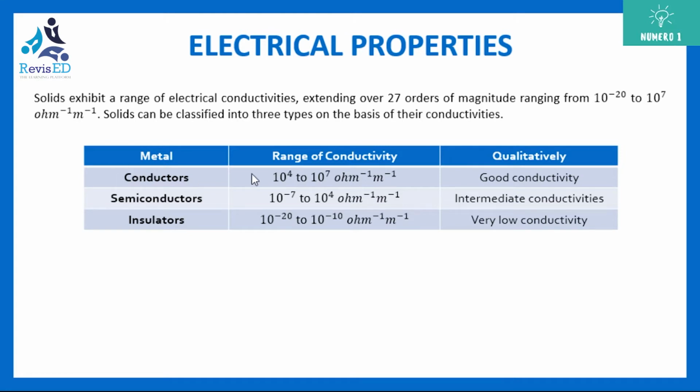So conductors have a very high amount of conductivity. You can see that 10 raised to 4 to 10 raised to 7. So they have good conductivity. Semiconductors are the solids which have an intermediate range of conductivities, and insulators have a low range of conductivity. So very low range of conductivity.